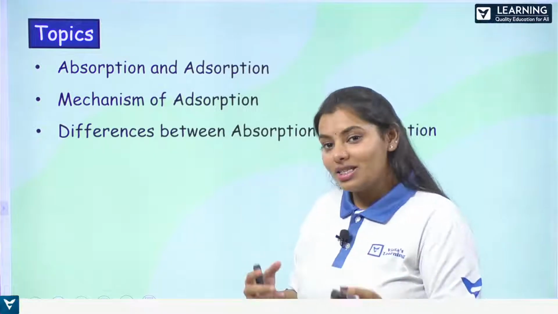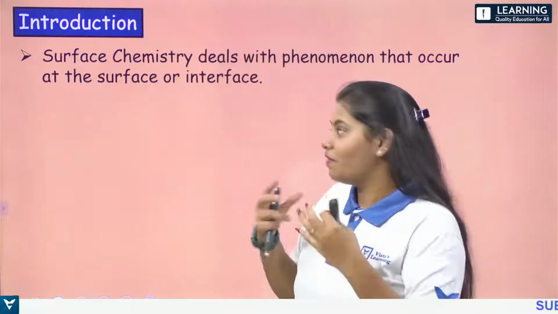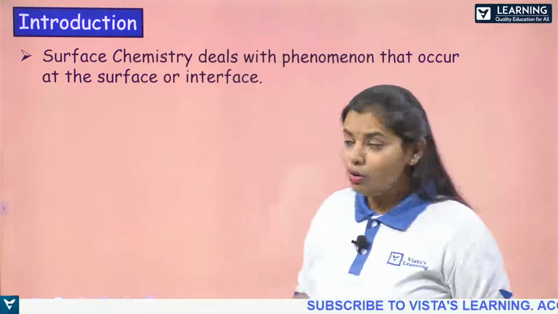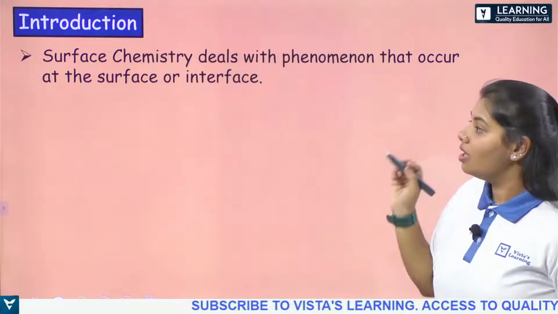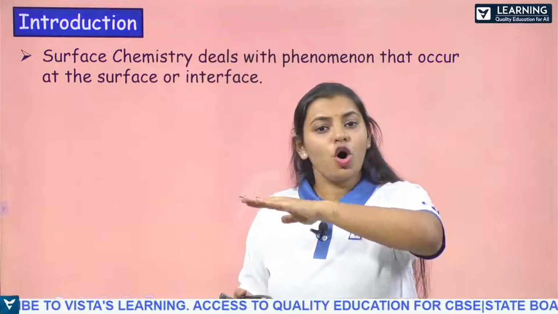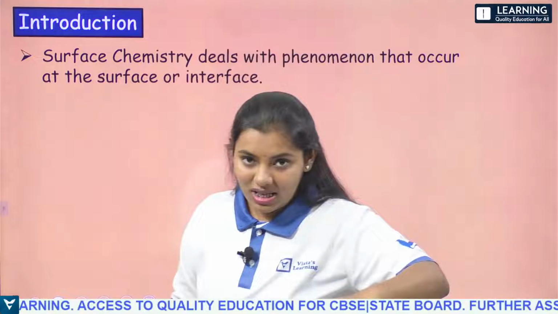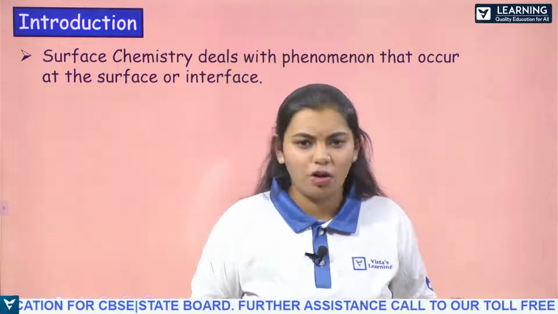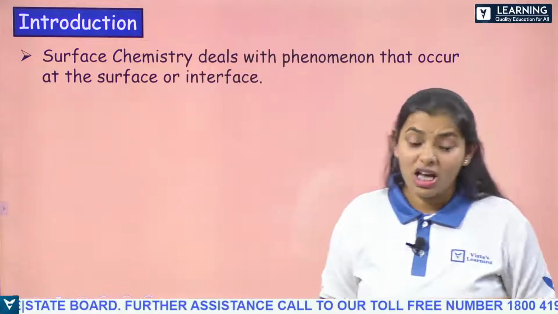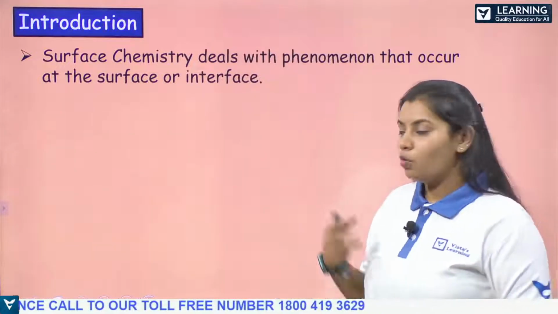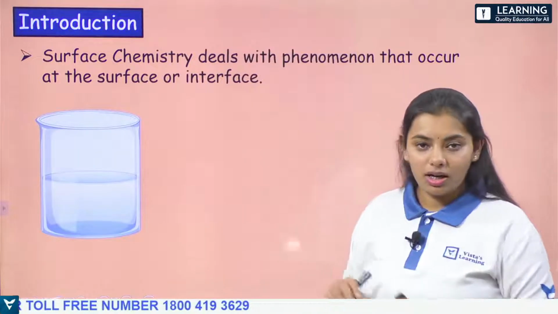So we will see firstly the introduction of surface chemistry. What exactly is surface chemistry? As I told you, it deals with the phenomena that happen on the surface or the interface. On the surface of any substance, the phenomena which take place, that is known as surface chemistry. Any kind of phenomena that takes place on the surface or interface. Now, what exactly is an interface? We'll understand that by this particular diagram here.